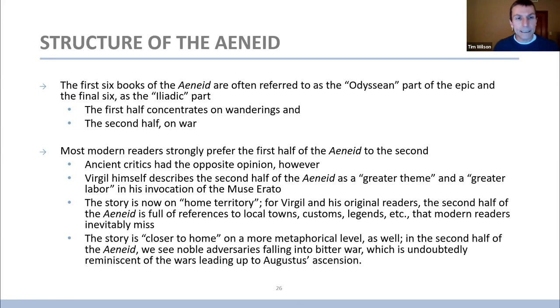But the second part is when Virgil really picks it up, because there's a couple of things going on there. First of all, it's now on home territory. For Virgil's audience, the original readers, the second half is referring to local towns, customs, and legends that provide an etiology, the background story, the background causes for the way they act, their peoples, their names. And the story's more at home on a metaphorical level as well. In the second half, we see people embroiled in bitter war, and they had been at bitter war for a century. They're not Romans yet, but we see Italians fighting Italians, and this is what they had been living.